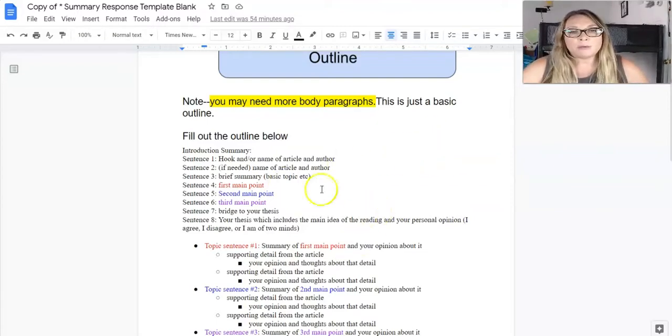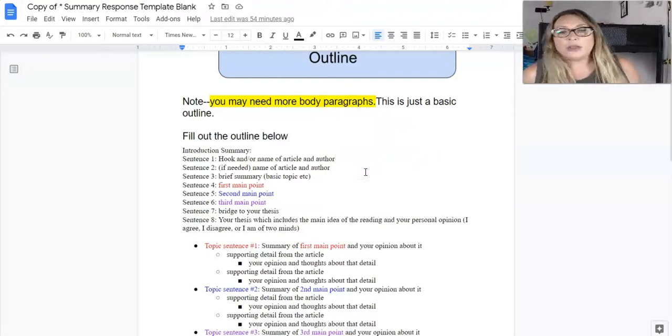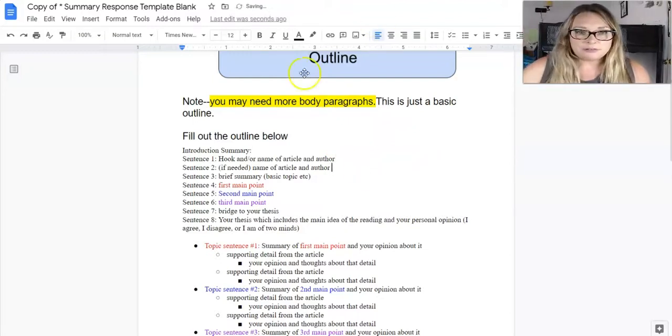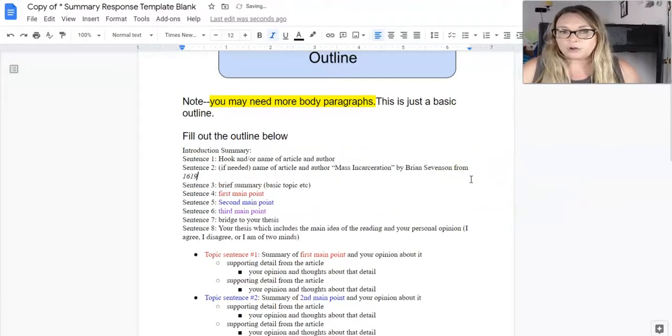Okay, so here I am on my example. I'm not going to actually add a hook at this particular moment. You can do that at another time. I'm going to go ahead and write the name of the author and the text. I'm going to put the text in quotation marks, "Mass Incarceration," by, oh shoot, it's Bryan Stevenson, from the 1619 Project. And 1619 Project goes in italics because it's a larger work, okay?